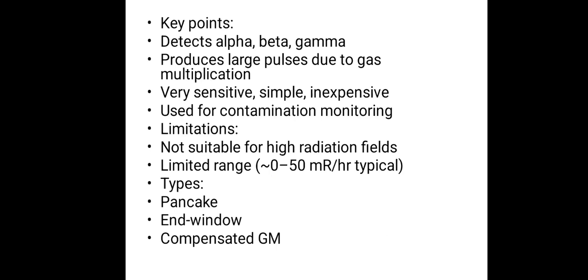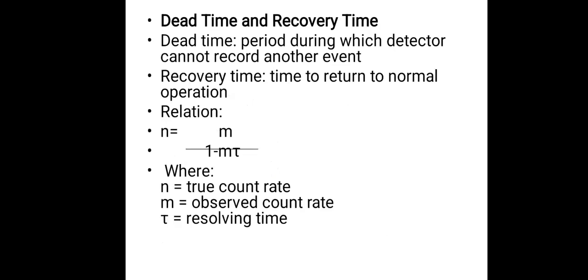The types are pancake and window compensated GM. Dead time and recovery time. Dead time is the period during which the detector cannot record another event. Recovery time is the time to return to normal operation. N is equal to M divided by 1 minus M lambda, where N is equal to the true count rate, M is equal to the observed count rate, and lambda is equal to the resolving time.